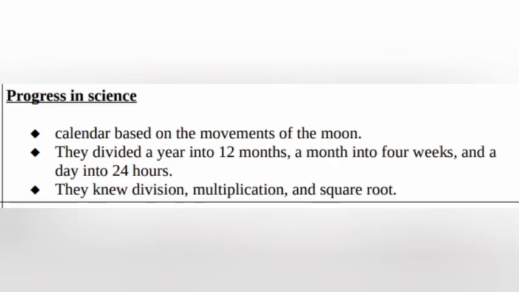Progress in science. Calendar based on the movements of the moon. They divided a year into 12 months, a month into 4 weeks, and a day into 24 hours. They knew division, multiplication, and square root.